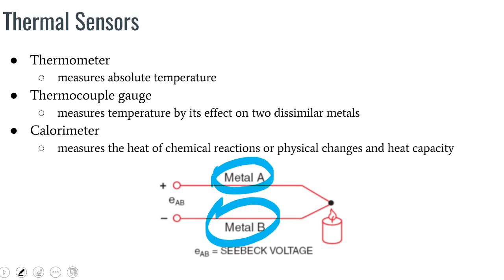And then we can have things like calorimeters that measure the heat reactions or heat outputs from chemical reactions. So there are various places where we may use such thermal sensors. That is one type of common sensor that we may come across.